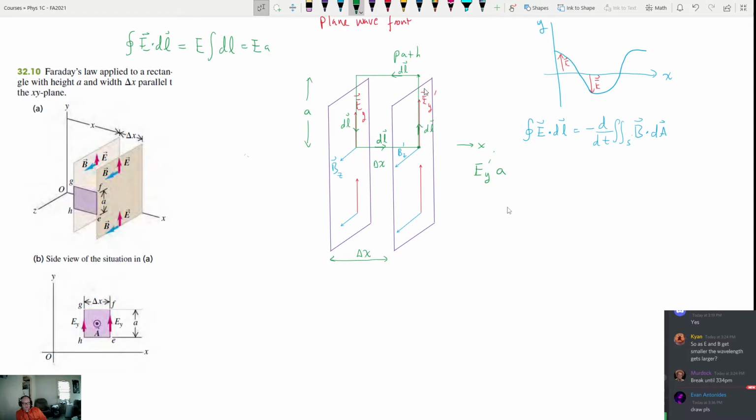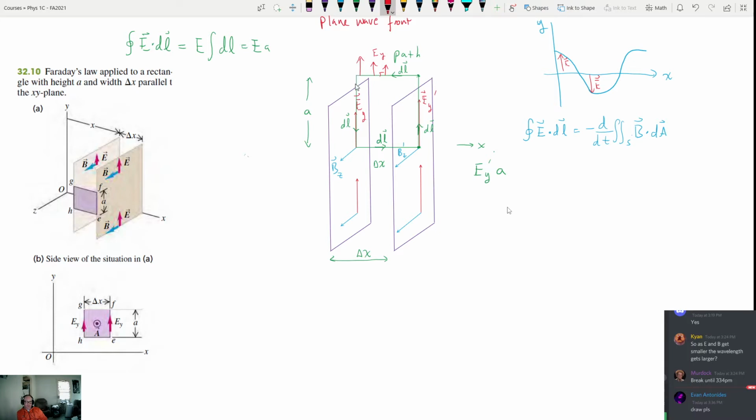So along this one, we have Ey prime pointing the same direction as dl, so I get positive Ey times A. Along the top path, I didn't draw it here, but the electric field would be pointing like this, which means that it's perpendicular to dl, so that when we do E dot dl, which is E dl cosine of 90, we're going to get 0. So on the top path, E dot dl is 0.